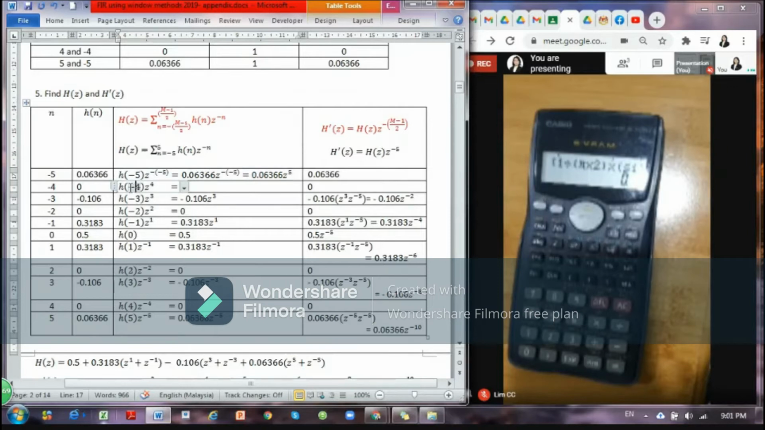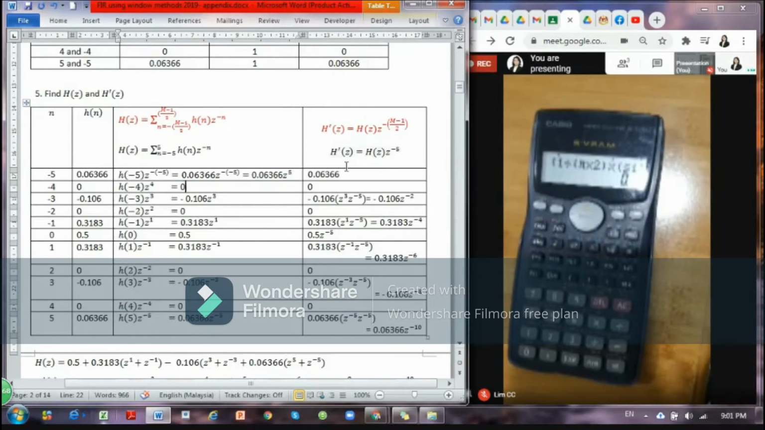Then you repeat for minus 4, so z to the power of minus n, you get positive 4. You know that this one is 0, so 0 multiplied with z to the power of 4 is also 0. Then you repeat for n equals negative 3. So h[minus 3], z to the power of minus n gives you plus 3. So you will get 0.6106 z to the power of 3. You repeat for all the values.